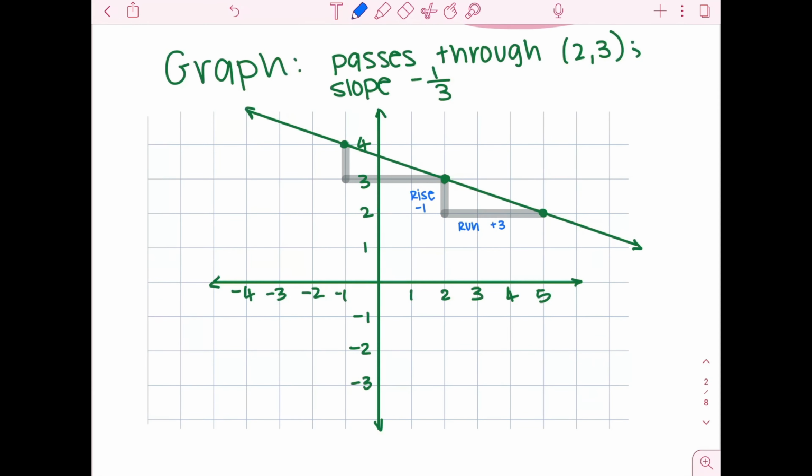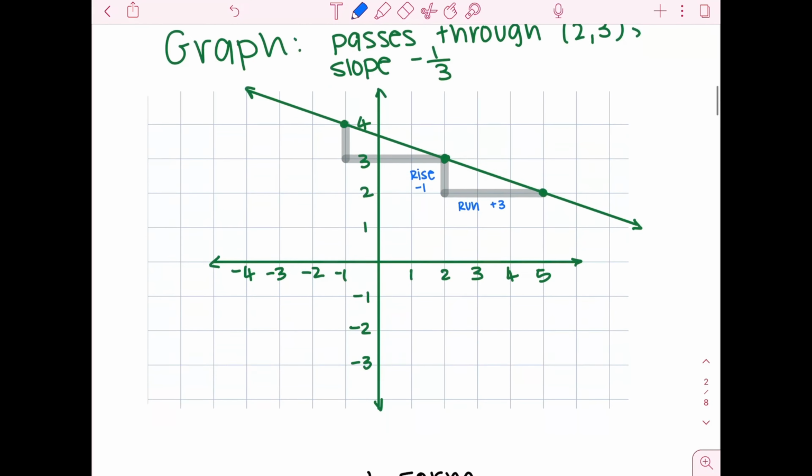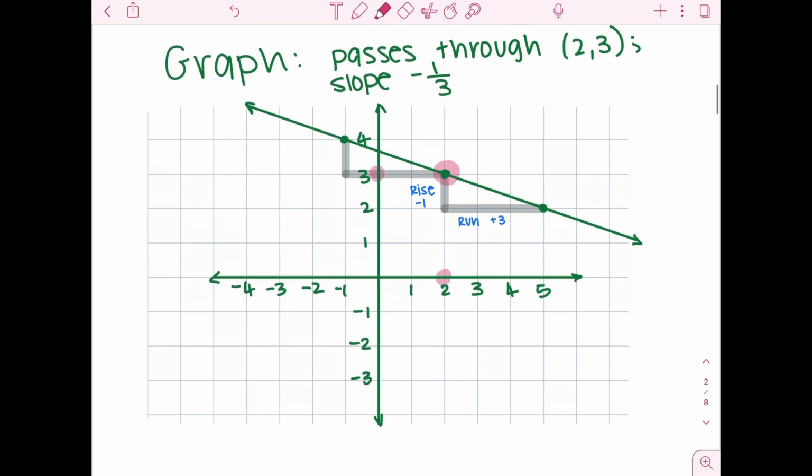Okay, now let's draw the graph for this equation. So the key parts of this line were that it passes through 2, 3, and it had a slope of negative 1/3. So we're going to find our point 2, 3. Here's 2, here's 3, here's our point 2, 3. And then since it has a slope of negative 1/3, the rise is going to be negative 1, so it's going to go down 1, and then it's going to have a run of positive 3. So it's going to go down 1, and then to the right 3. And you can see this with the triangles over here too.